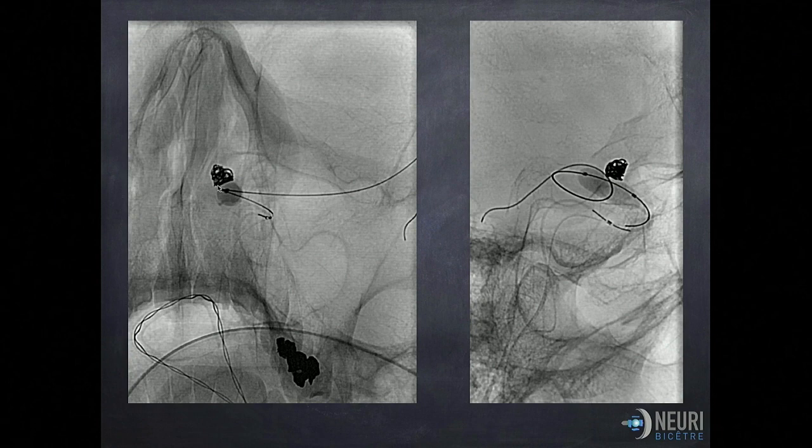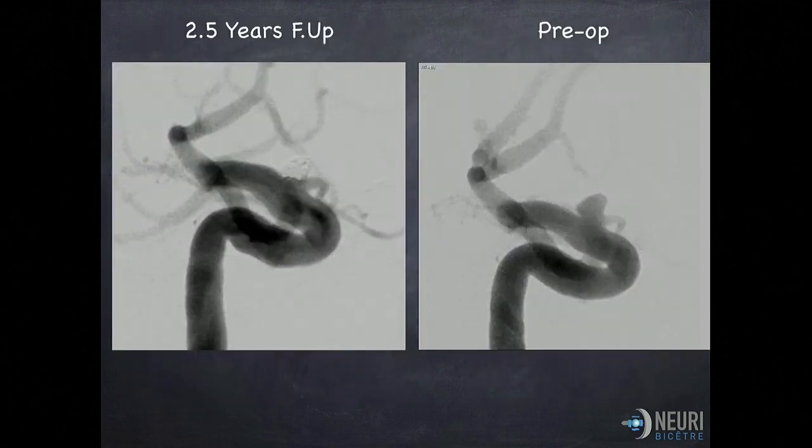For the same patient, this is pre-op, and this is 2.5 years after the treatment. And you see that even though you have almost no neck, you can succeed in maintaining the coil within the sac of the aneurysm. And because we overinflated the balloon, we preserved the patency of the ophthalmic artery. This is the 3D rendering for the same patient.